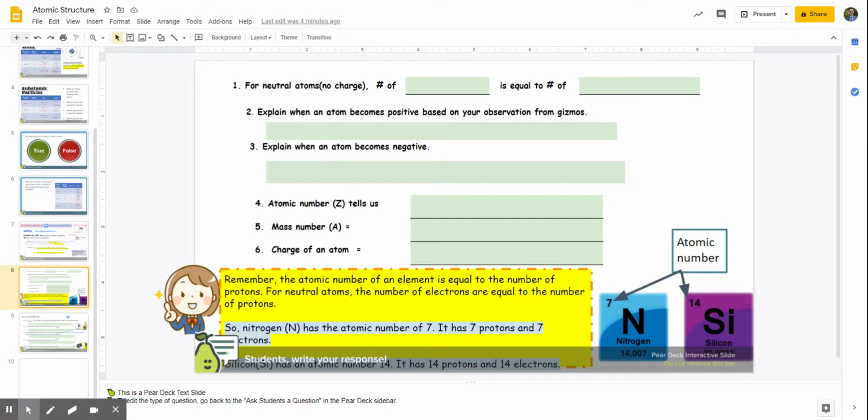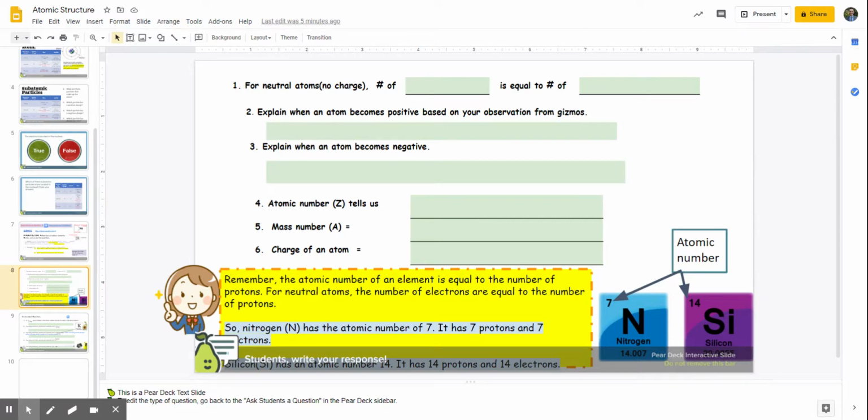On slide 8, number 1, for neutral atoms, or atoms with no charge, the number of protons is equal to the number of electrons. So on this slide, again, it's going to ask you to write your response. So go ahead and just write your responses on the slide. On the Pear Deck app, there won't be an option for you to type in here, but that's okay. Just write your answer where it prompts you.